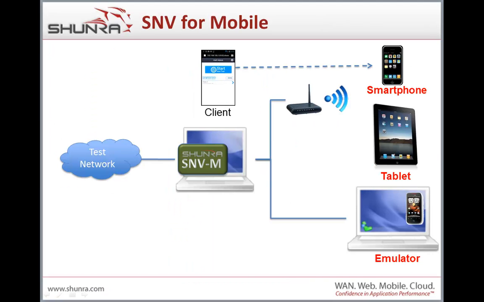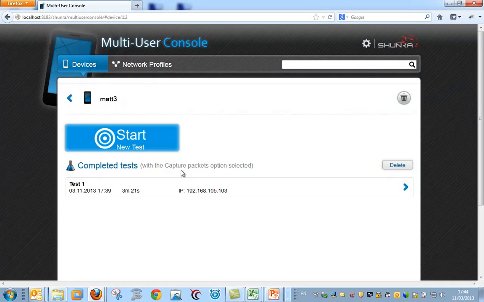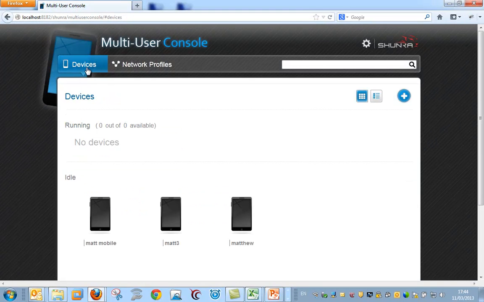So we've seen how you can start the user interface on the mobile device via a web browser. What we're going to do now is we're going to look at the console. The console is accessible from anywhere on the test environment, but is accessed from a desktop browser. So this is what the console looks like. It allows us to see the list of devices which have previously performed tests.